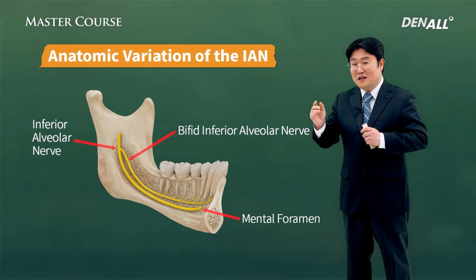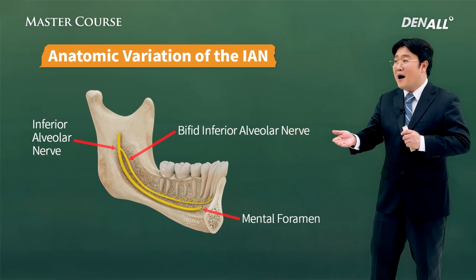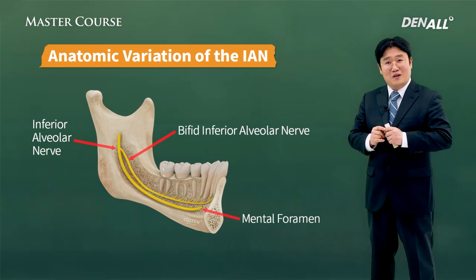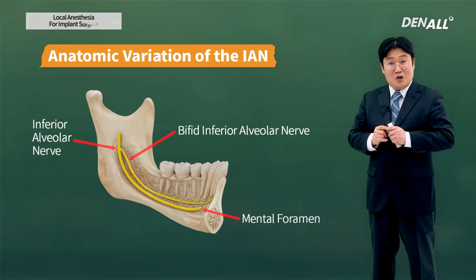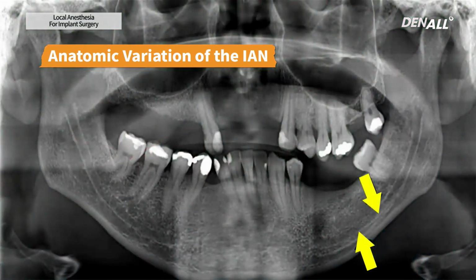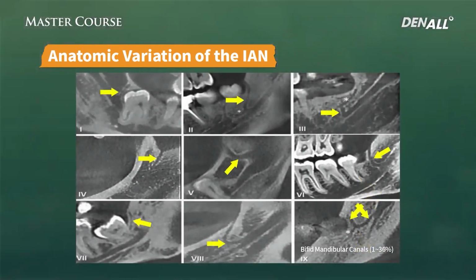Here, there are 2 strands. This is the bifid inferior alveolar nerve, according to the paper. And there are some variations too. It is difficult to detect on the panorama X-ray. A bifid inferior alveolar nerve can be guessed by looking at this, but due to the advancement of the cone beam CT, bifid or 3, 4 strands of the inferior alveolar nerve can be detected.